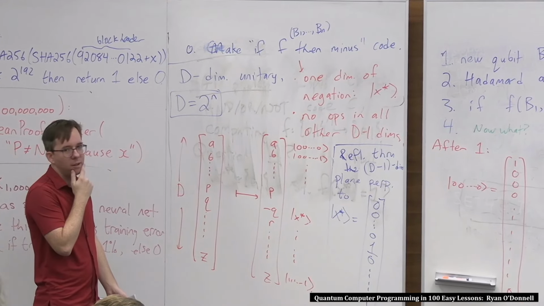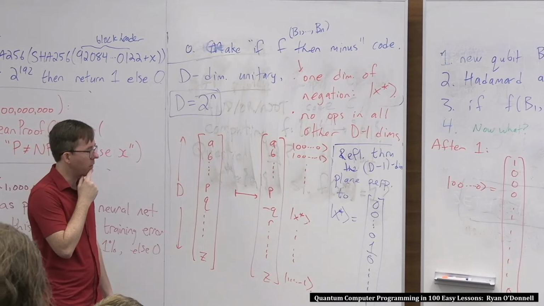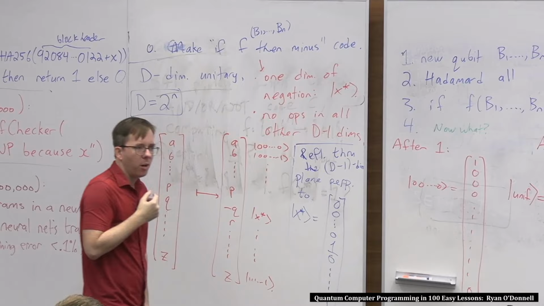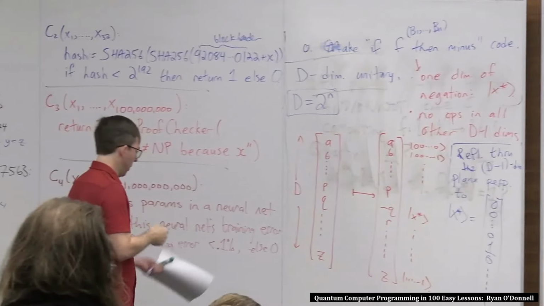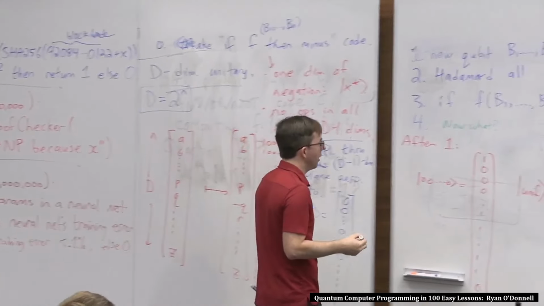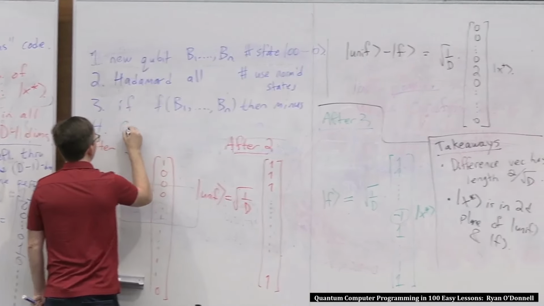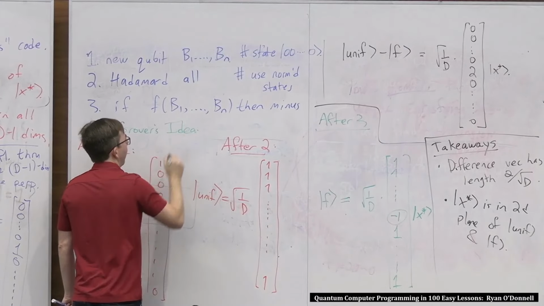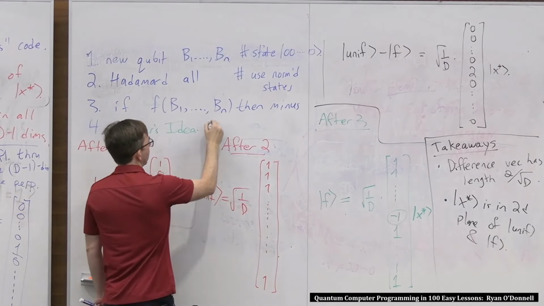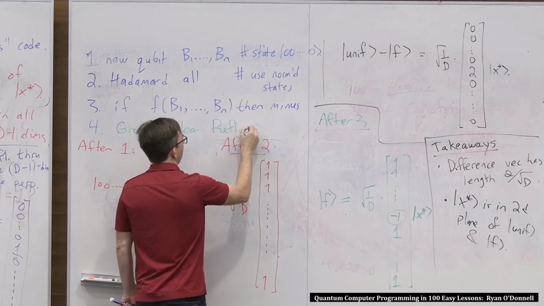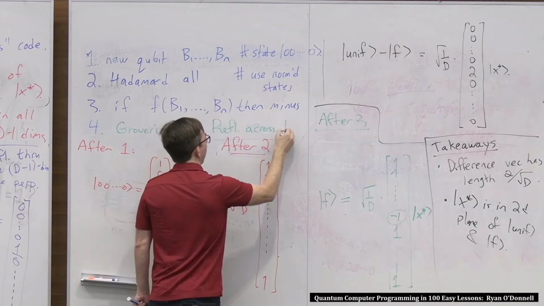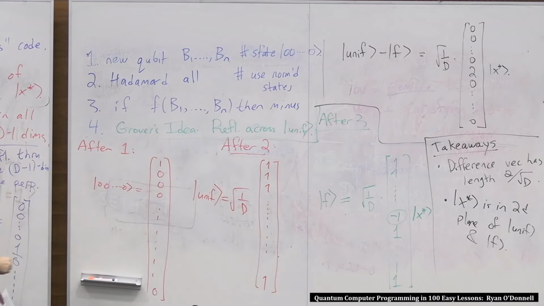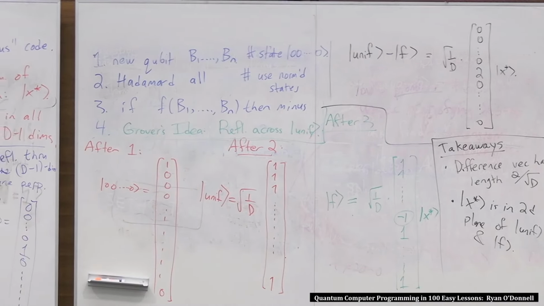Well, maybe this is the one. What else can we do? We're trying to get f closer to x star. This is maybe the one part where you need an idea, but it's a minor idea. This is kind of Grover's idea. Reflect across the uniform vector.